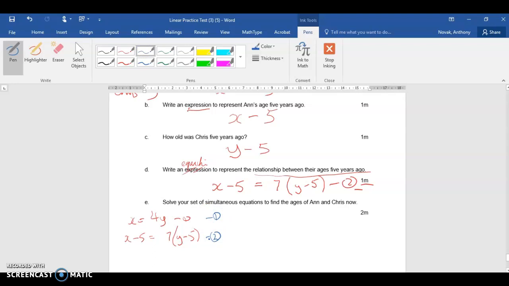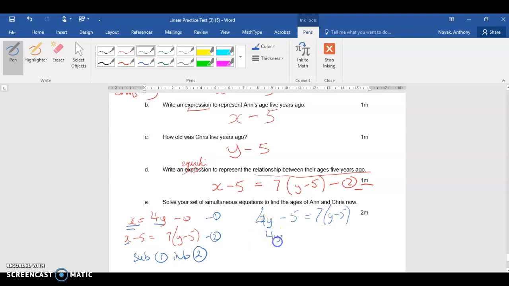Now we have two techniques. We could do substitution or elimination. And I reckon the best one is substitution. Wherever you see x, we'll substitute 4y for it. So we're going to sub 1 into 2. The reason why we substitute or eliminate is we want to get rid of one of the pronumerals. So we're not going to write x anymore, we're going to write 4y minus 5 equals 7 brackets y minus 5. And now we're back to the first exercise we did in the previous topic.